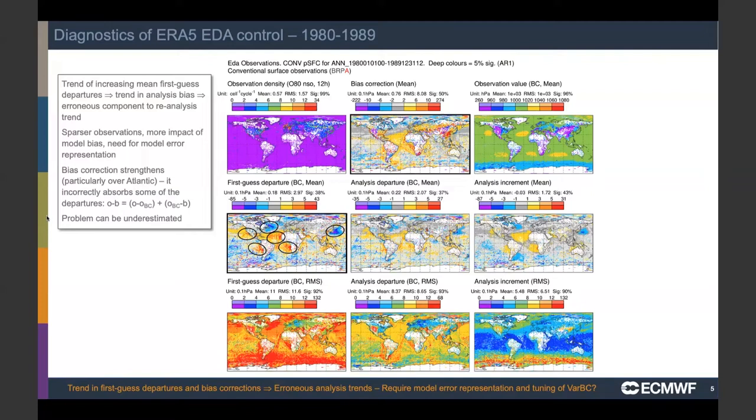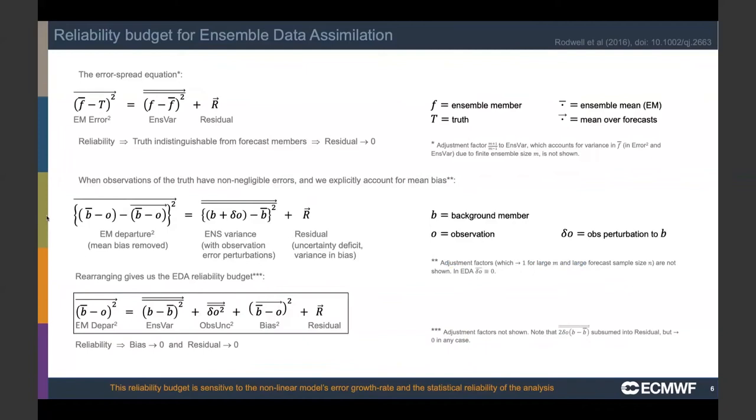So now I was going to move on to the more ensemble side of things, the uncertainty aspect. I won't dwell on this one a lot, but the top left equation is just the well-known error spread equation that you want to get right in a forecast. So the T is the truth. The idea is that the truth should be indistinguishable from another ensemble member of the forecast. And so basically, the mean squared error of the ensemble mean should be the same as the ensemble variance.